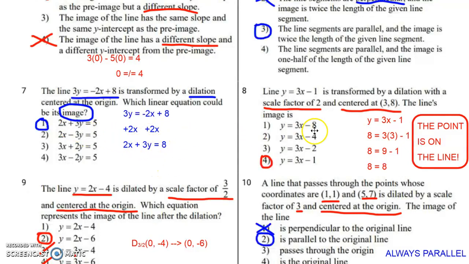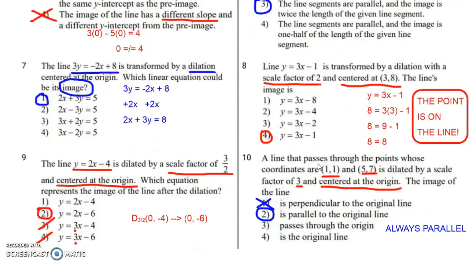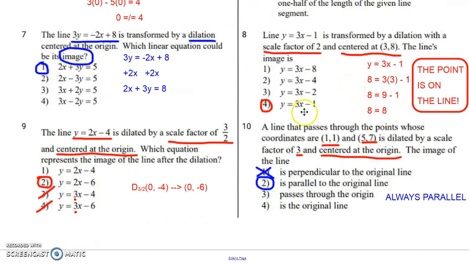It's simple as that. Question number 8 tells us that the dilation is a scale factor of 2 and centered at (3, 8). Well, let's just test to see if (3, 8) is on the line. You can see it right here, in big bold print. 8 equals 8 means that point is on this line. If the point is on the line, that means the exact same equation stays true. Remember, if the center of dilation is on the line, that means the line does not move.